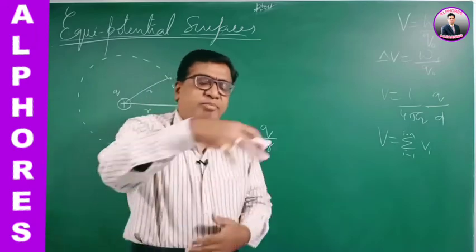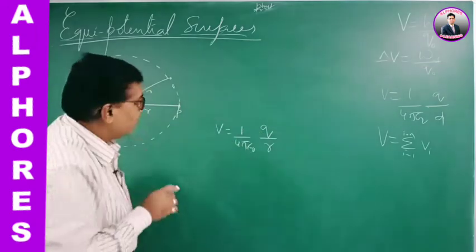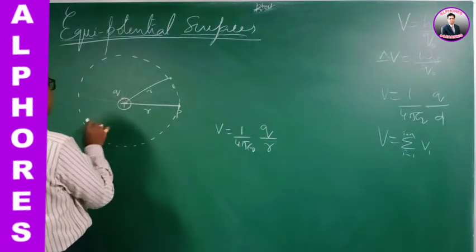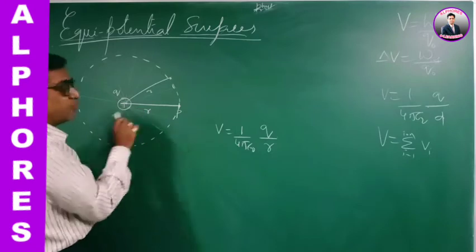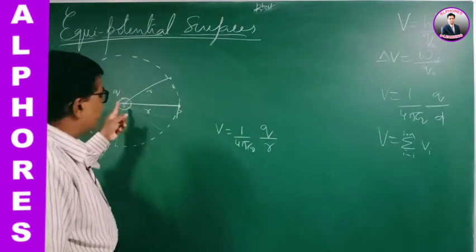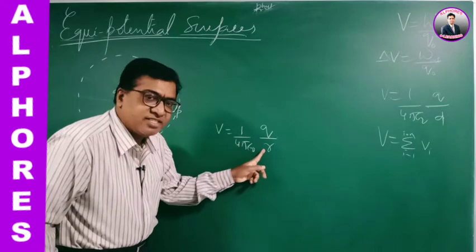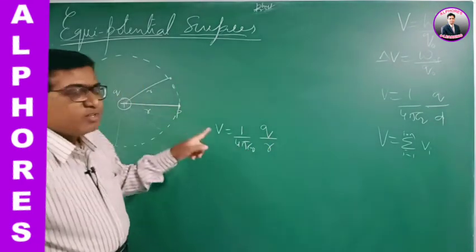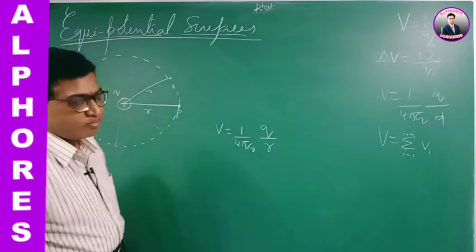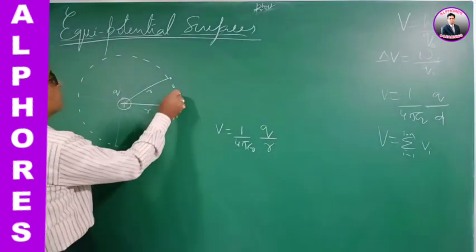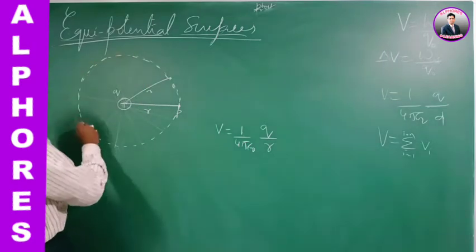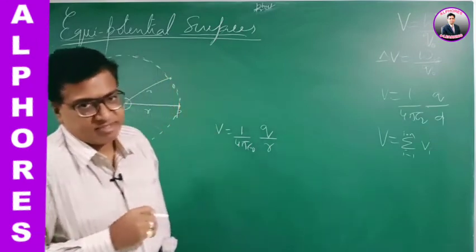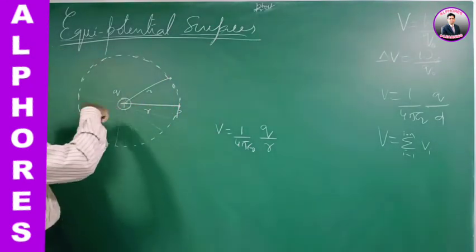If I take all the points in 3-dimensional space, I get a sphere. All these points are at the same distance from this point charge. The charge is Q and this is R, which is the same for all the points. So for all the points the potential is the same. At all the points on this surface the potential is a constant. That surface is termed an equipotential surface.